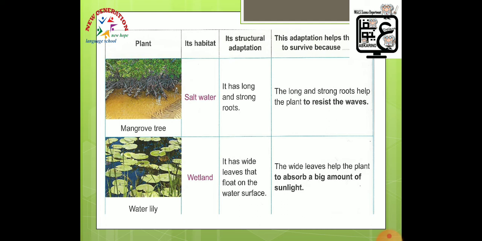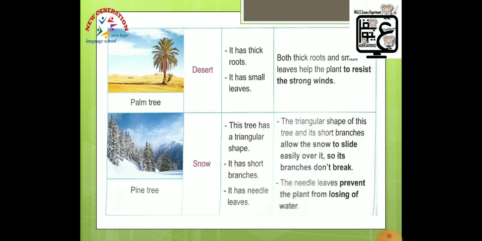Number two, water lily. Water lily lives in wetland habitat, and it has wide leaves that float on the water surface. Why? To absorb a big amount of sunlight. Number three, palm tree. Palm tree lives in desert, as you see in this picture. It has thick roots. It has small leaves. Why? To resist strong winds.